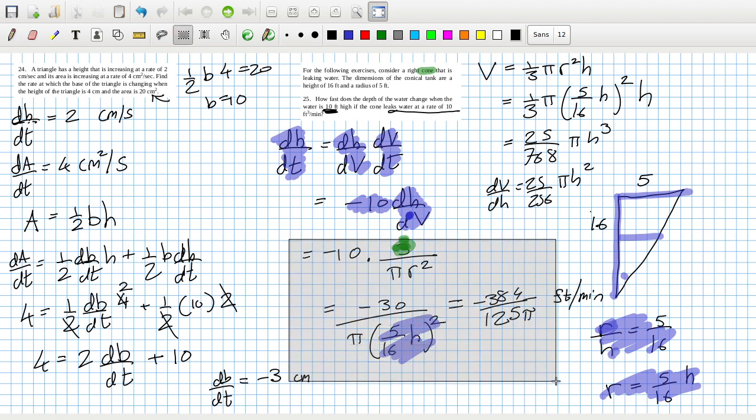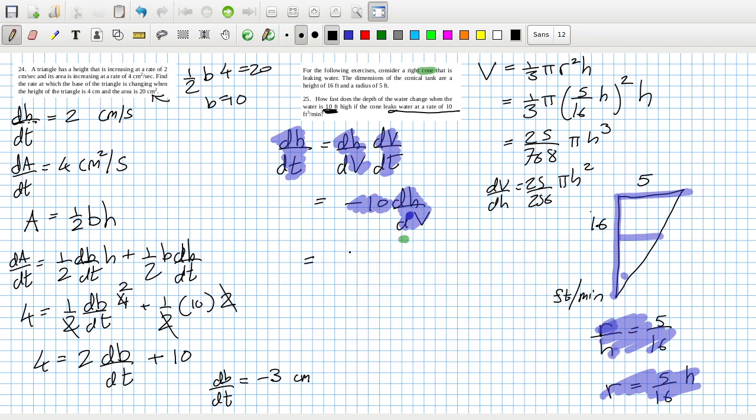So let's change this now. So that would be 25 over 256 pi h squared. If I just sub in h is 10, oh, and it should be upside down, shouldn't it? So that's minus 10 over 25 over 256 pi h squared. Minus 128 over 125 pi feet per minute. Yeah, okay. That's the first hard one now.